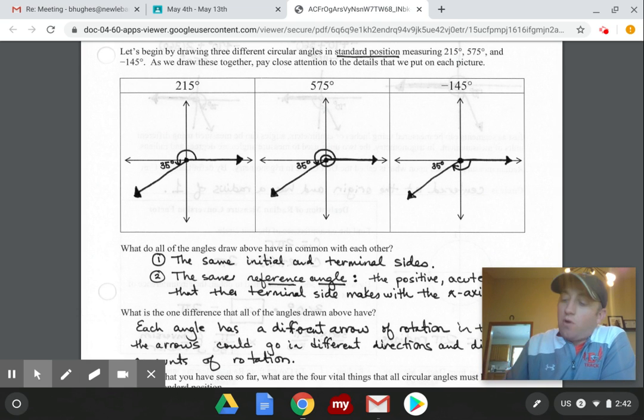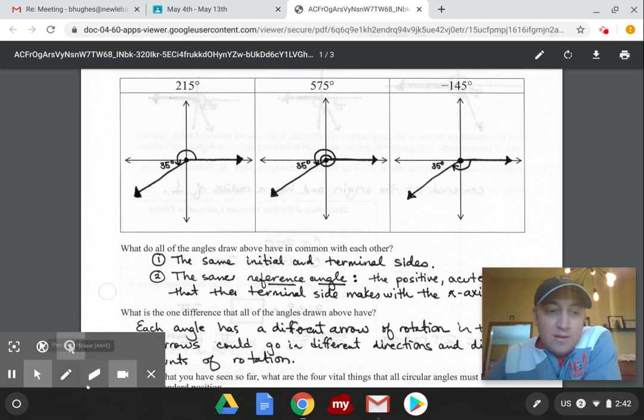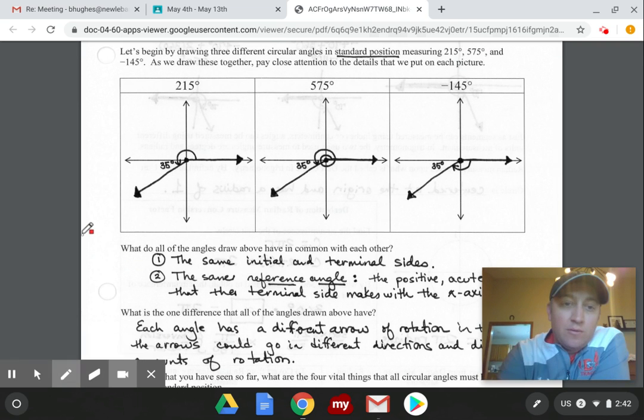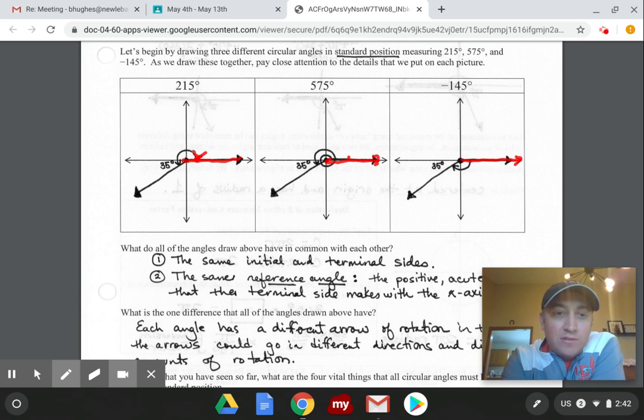The pictures of them are already drawn there, but a couple of things are important to point out. When we are drawing these angles, the initial side is always going to be the positive x-axis. So when I go to draw my angle, this right here is always where we are starting, the positive x-axis. Now, if I were to draw 215 degrees in standard position, I would start right here, and I'm going counterclockwise 215 degrees.